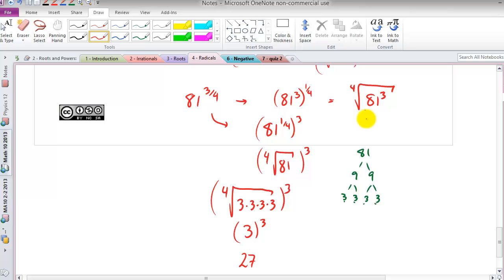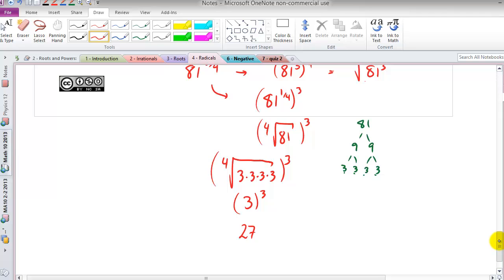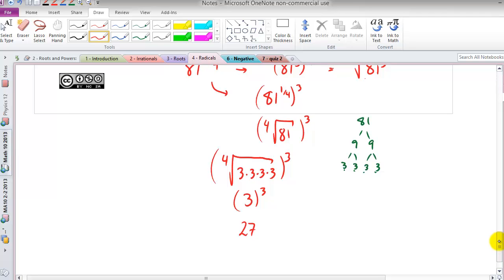I mean, this would work fine too if you're using your calculator or something like that. It wouldn't be so bad. So those are some ideas or thoughts on why and how radicals with fractional exponents work and how we can manipulate them a little bit.